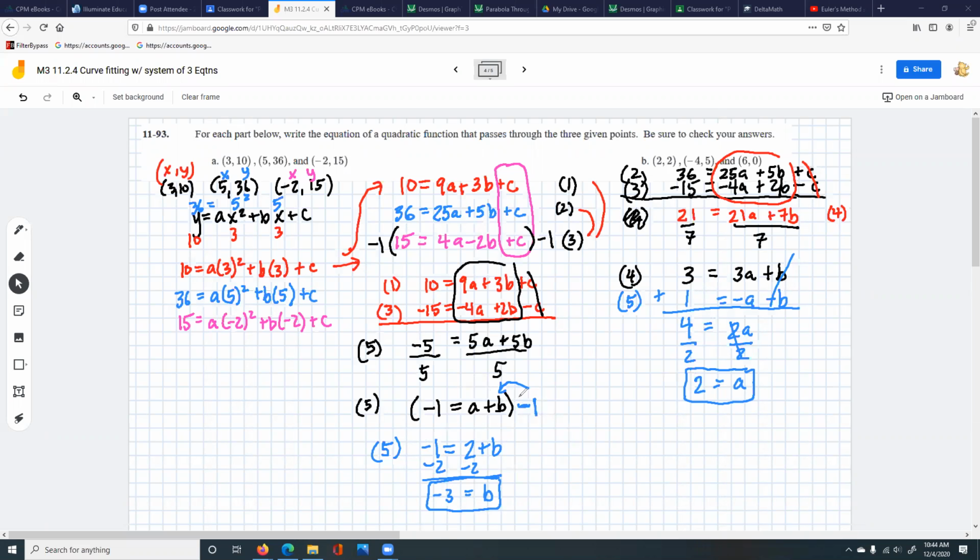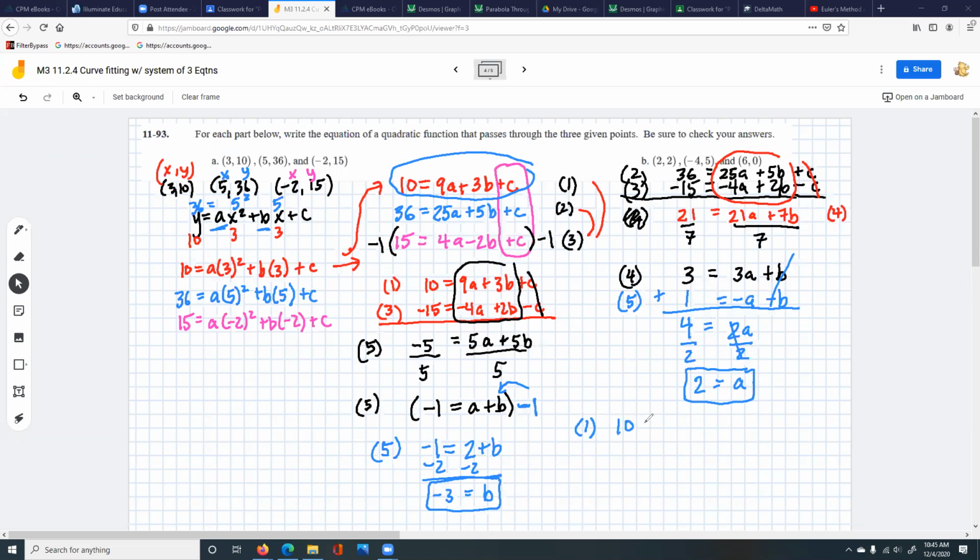Okay, so we found a, we found b. Lastly, we need to find c. C is not going to be in these little equations. We have to go back to one of the original equations. Which one looks easiest? 1. Yeah, I would say 1 or 3. I'm going to go with 1. So I'm going to use equation number 1 to find c.